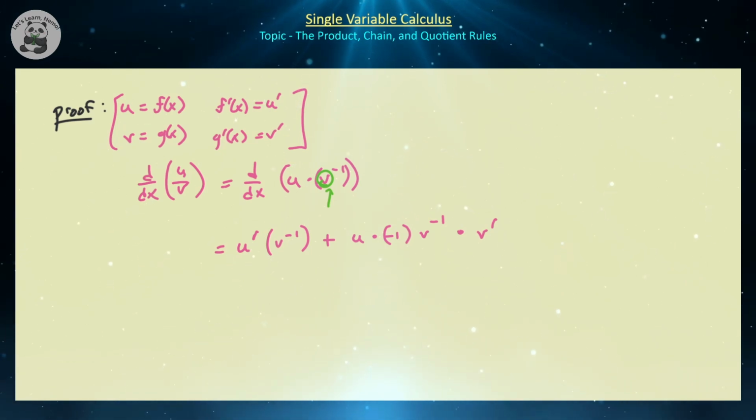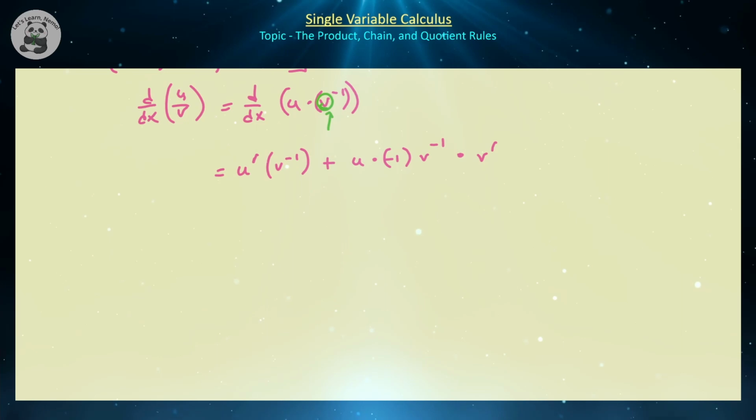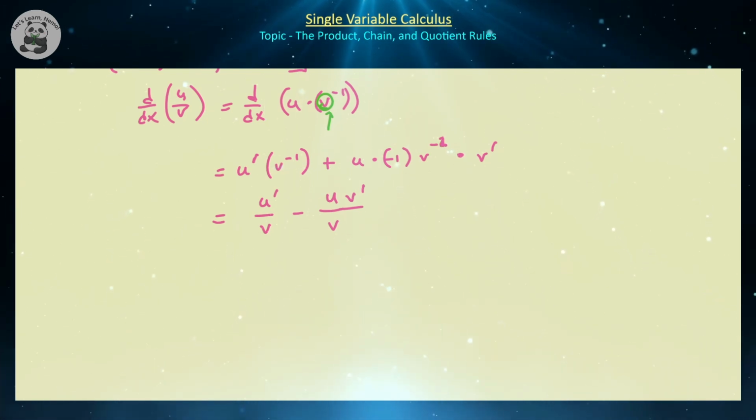Agreed? So this is going to be equal to what? So v to the minus 1 is the same as v to the power of 1 on bottom. Over here we have minus u over v, and then we also have a v prime there, right? So what do we have going on here? And also that should be a minus 2, so that should be a squared.